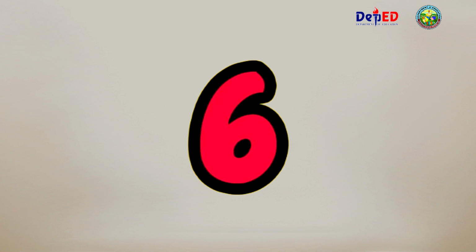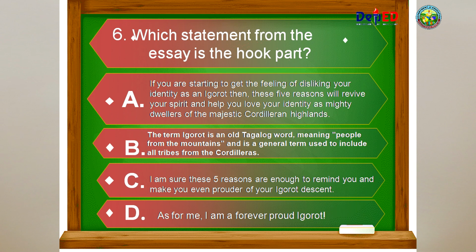Number 6. Which statement from the essay is the hook part? Letter A. If you are starting to get the feeling of disliking your identity as an Igorot, just because many outsiders or people from the lowlands use the term Igorot in a pejorative manner, then these 5 reasons will revive your spirit and help you love your identity as mighty dwellers of the majestic Cordilleran Highlands.